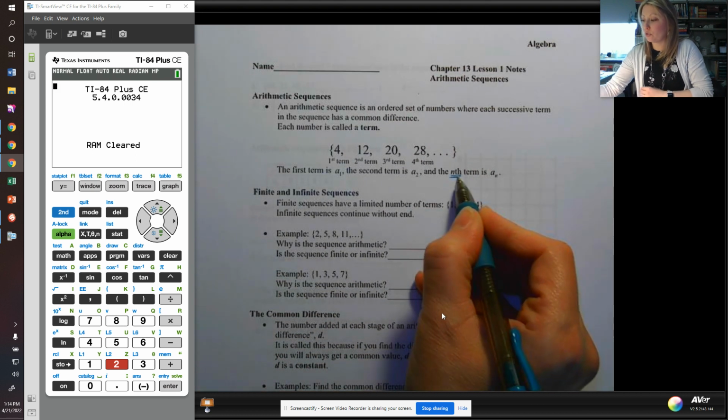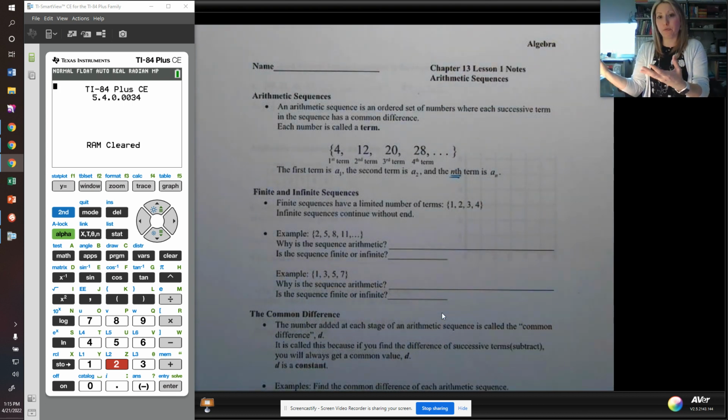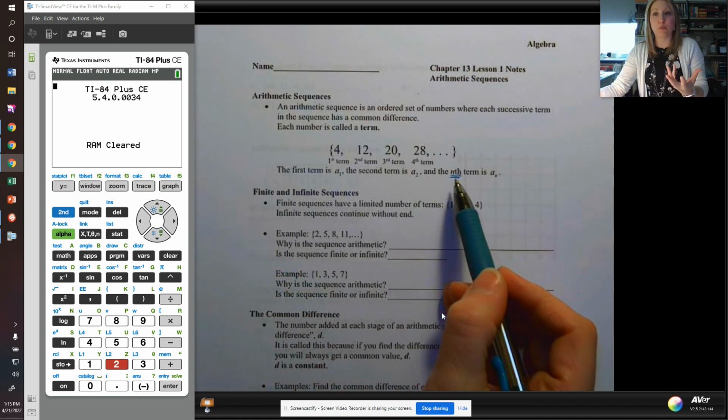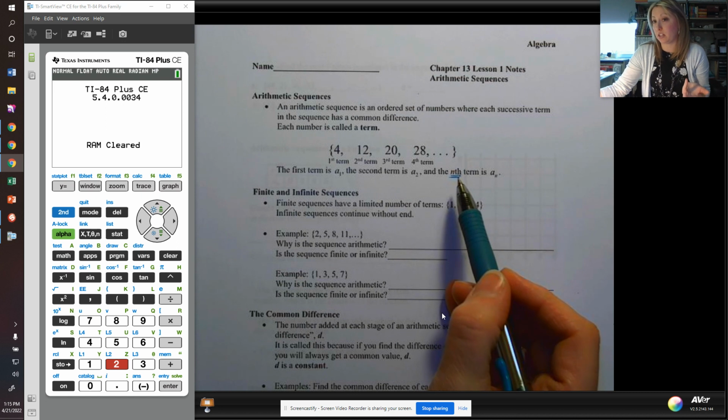We refer to all terms after these first initial four given to us as an nth term. So the nth means if I want to know the 10th term, then my n value would be 10, and that would give me the 10th term.